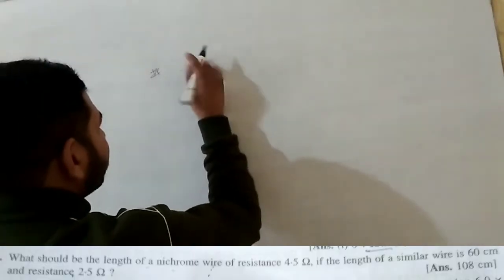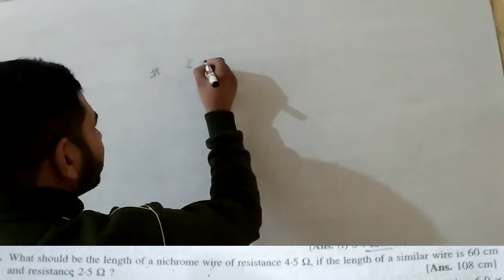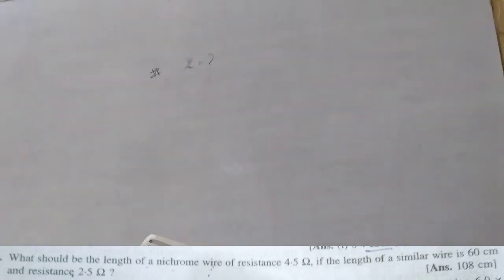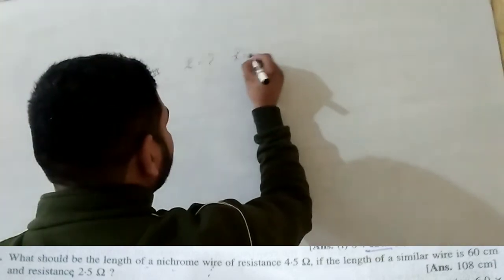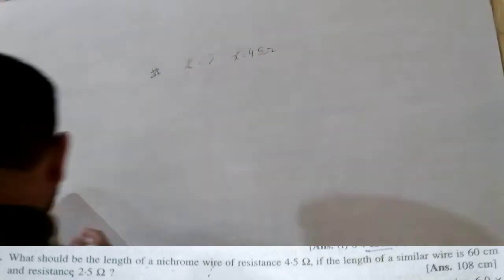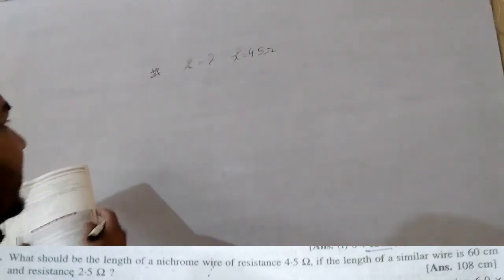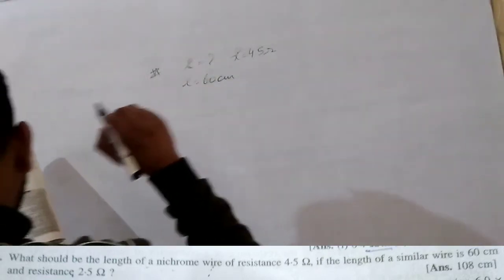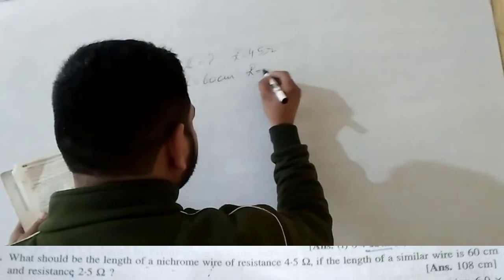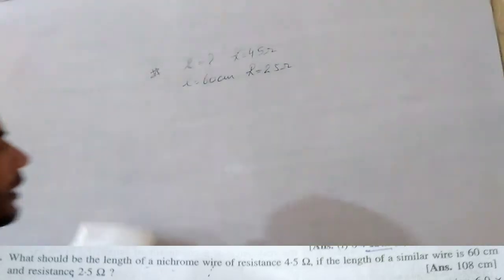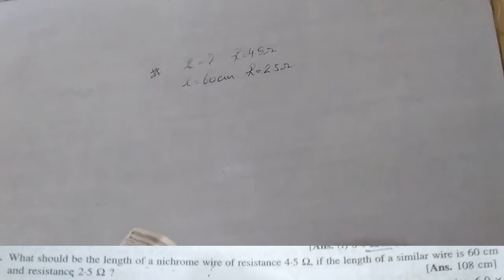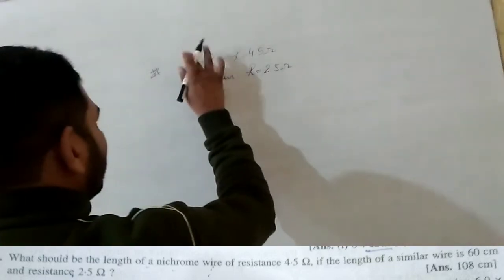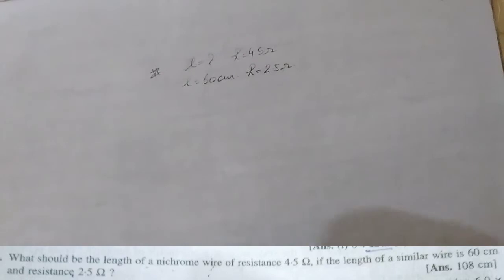Next numerical. What should be the length of nichrome wire L, resistance 4.5, if the length of a similar wire is 60 centimeter and resistance is 2.5 ohm. Okay, so what should be the length of nichrome wire? We have to find L of the nichrome wire.